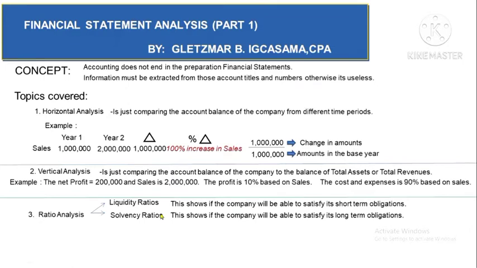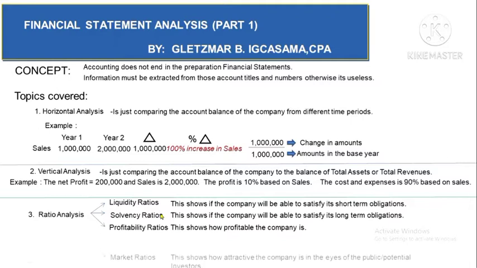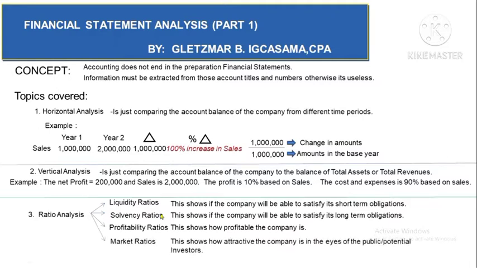We can also have the profitability ratios to know the level of profitability of the company. And lastly, we have the market ratios that might give information on how attractive the company is in the eyes of the public or potential investors. And now, we are ready for liquidity ratios.